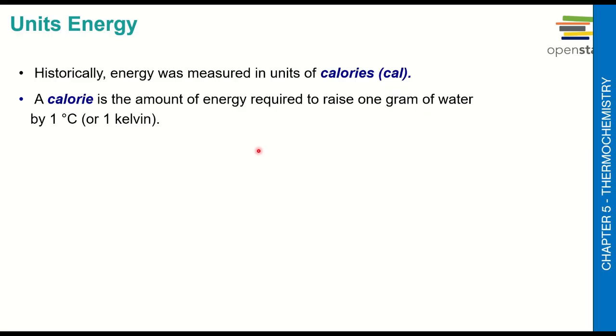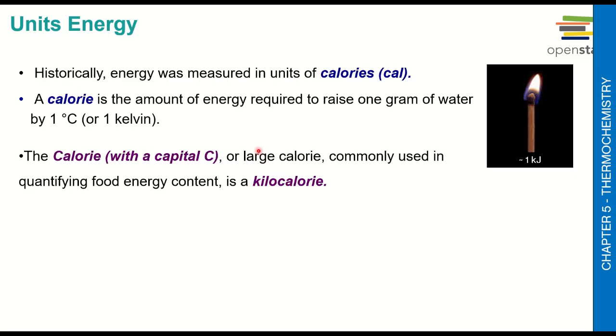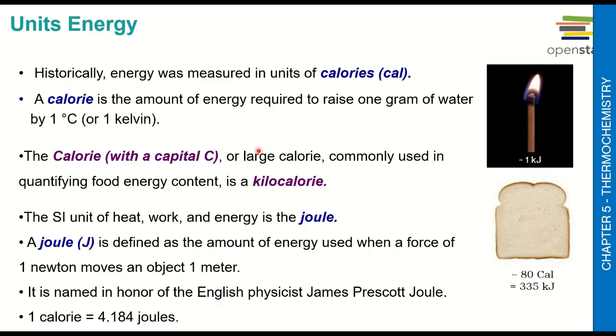So units of energy. Historically, energy was measured in units of calories. A calorie is the amount of energy required to raise 1 gram of water by 1 Celsius degree. So, don't get confused with the calories of your food. That here, Calorie is capital C, or large calorie, commonly used for quantifying food energy content, right? So 1 Calorie is equal to 1,000 calories. So it's important to understand this difference over here.